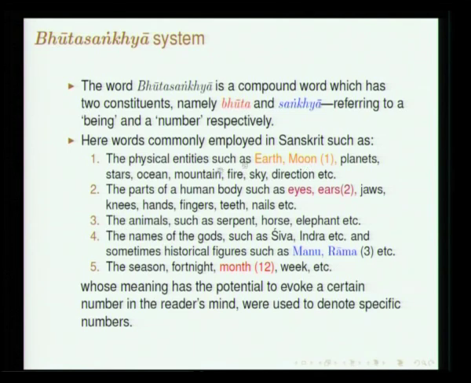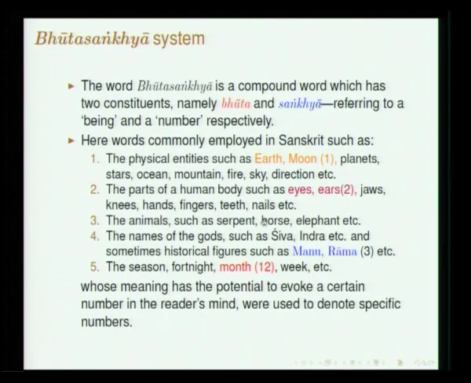Of moon will represent 1. Then for representing 0, they use akasha. See, the space looks like a sort of empty in that sense. So space is used to represent number 0. Any synonym of akasha is 0. So, as I said, eyes, ears, jaws, knees, hands, see finger system, hands is 2. Sometimes they use Manu, see Manu, there are 14 Manvantaras and therefore, Manu represents 14.